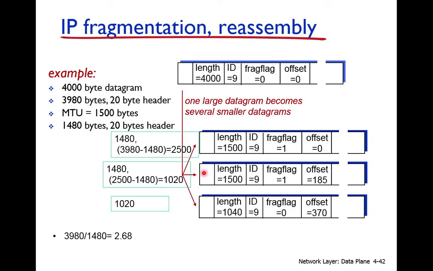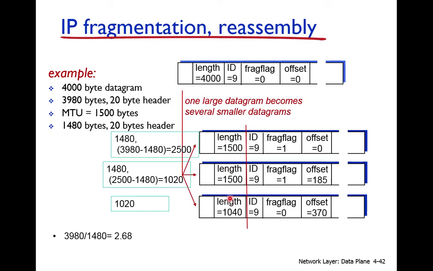So the first and second packets are full size, 1500 bytes. In 1500 bytes, 1480 is the data and 20 bytes is the header length. Here 1020 is the data length and 20 bytes is the header. So we have discussed how a large packet is divided into smaller packets, and then how the length is specified.